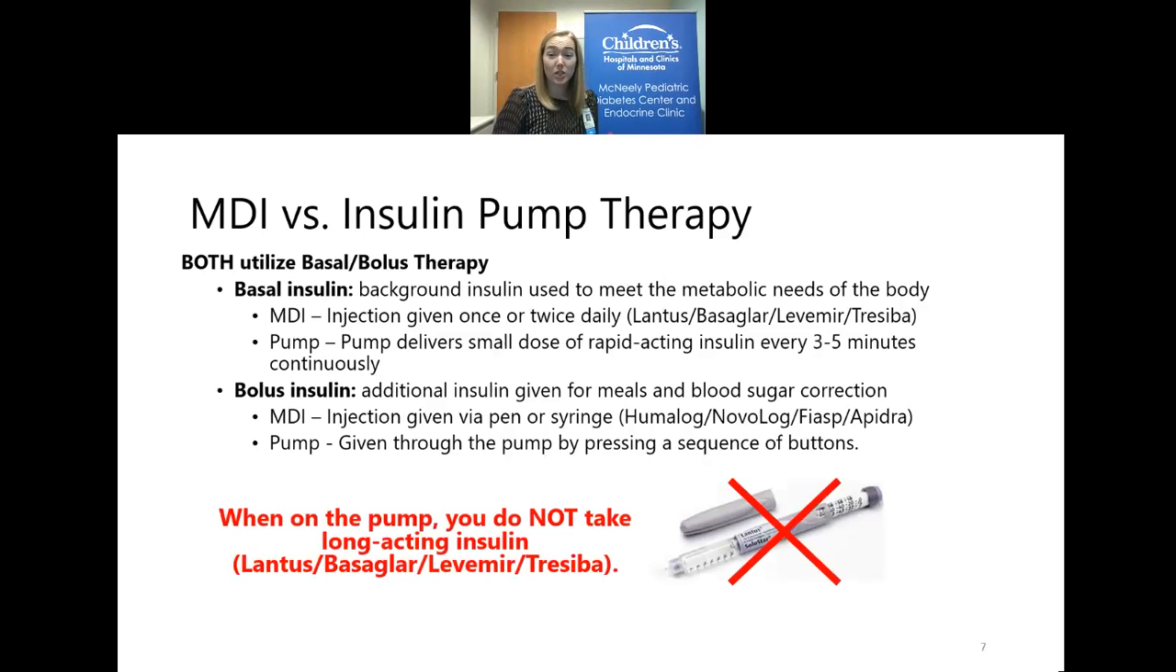So really big takeaway here, when we're on our pump, we are not taking our long-acting insulin. No more Lantus, no more Basaglar, Tresiba, Toujeo, Levemir. We're not taking it anymore because then we'd be doubling up our background basal insulin and you'd be low all the time. So basal insulin gets stopped when you're on the pump. The pump will provide a basal rate in the background, which we'll get into, to meet those metabolic needs of the body.